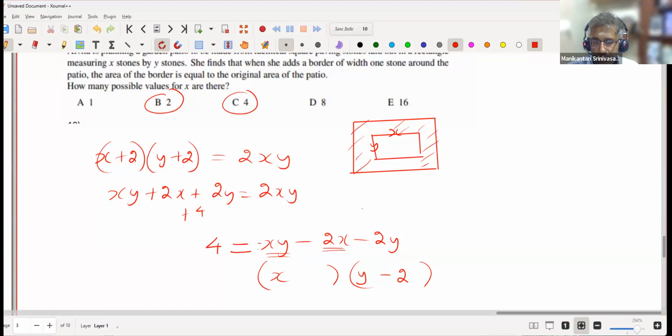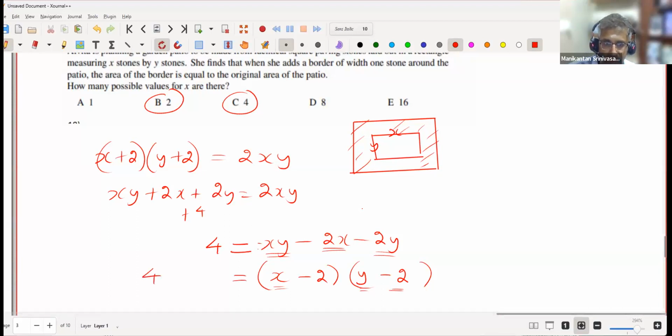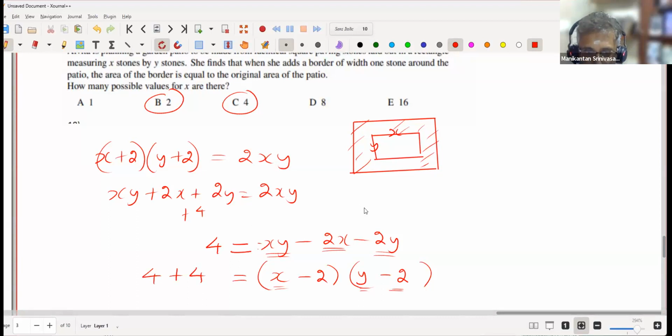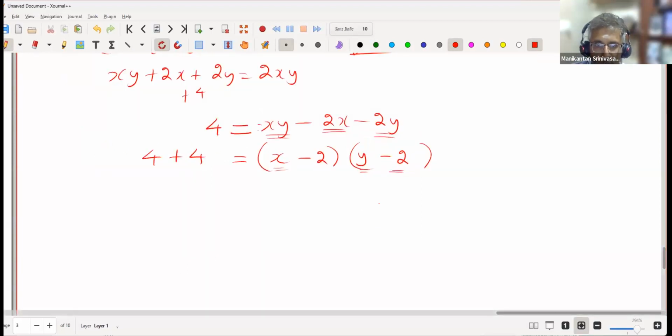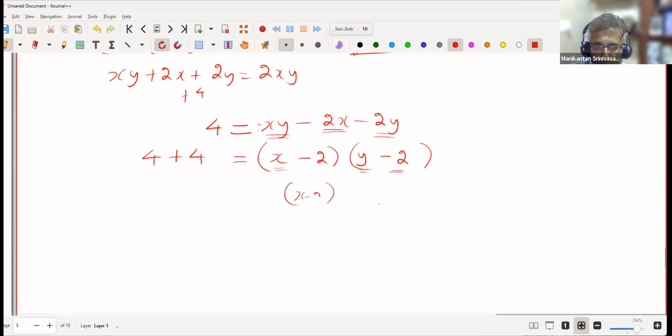So to force XY, I put X here, and Y here. To force a minus 2X, I put a minus 2 here. To force a minus 2Y, I put a minus 2 here. But then this introduces a plus 4, right? Therefore, I have to compensate by adding 4 on the left side. Now it's just a product of two numbers, X minus 2 times Y minus 2.